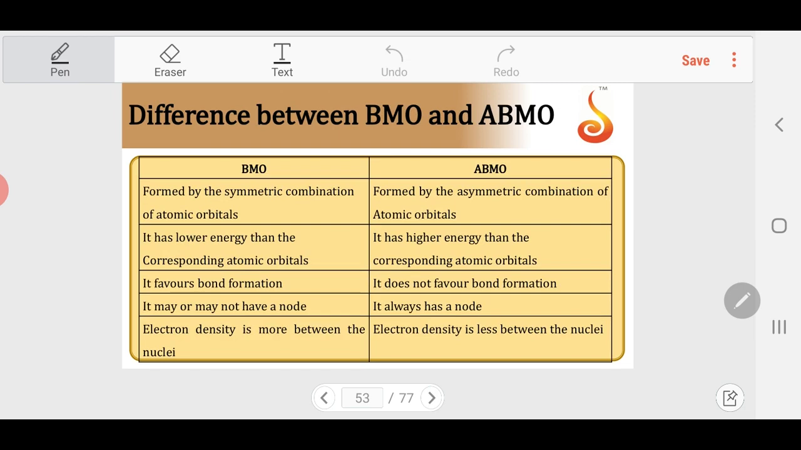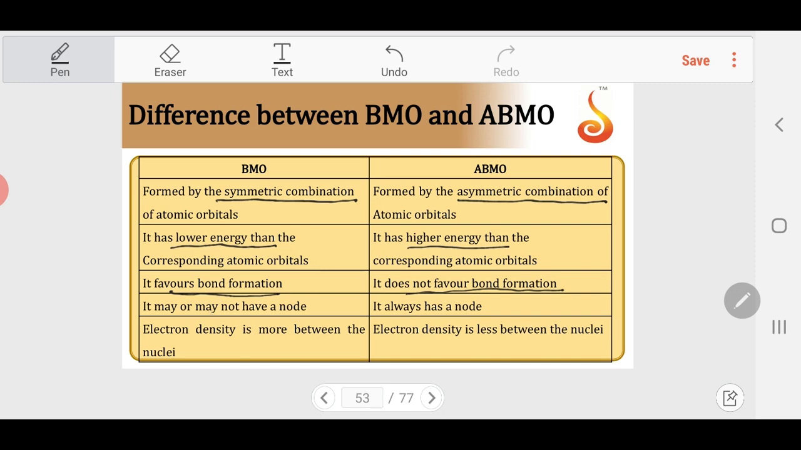Basic difference between BMO and ABMO. A BMO is formed by symmetric combination of atomic orbitals, and in the case of ABMO, asymmetric combination of atomic orbitals. BMO has lower energy than the atomic orbitals, and here it is higher energy than the atomic orbitals. It favors bond formation; it does not favor bond formation.